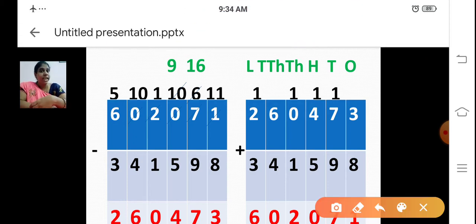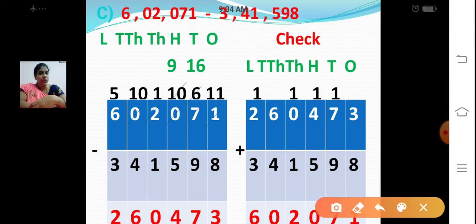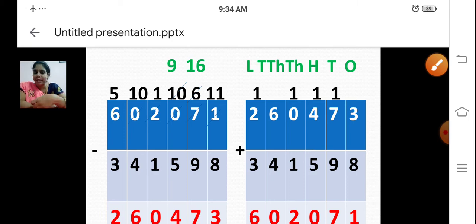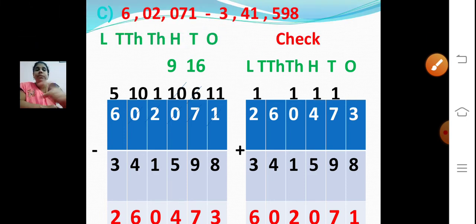So 3 ones plus 8 ones is 11 ones. So what will you do? Now 1 I'm writing in the ones place, and that 1 I'm carrying over to the tens place. Shall we add the tens place now?